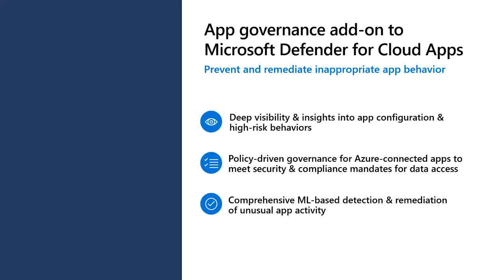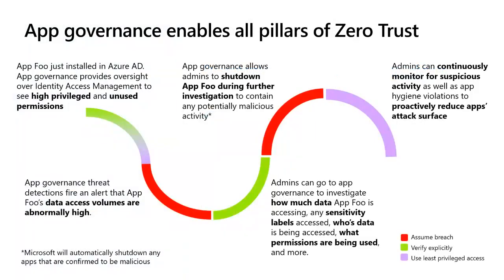And so tying this back to zero trust, let's walk through a scenario quickly of how app governance maps to the different pillars of zero trust and what that looks like exactly. I'll quickly run through this and then jump over to app governance itself to demo the scenario we're looking at here. So starting out, let's just say app.foo was installed in Azure AD.